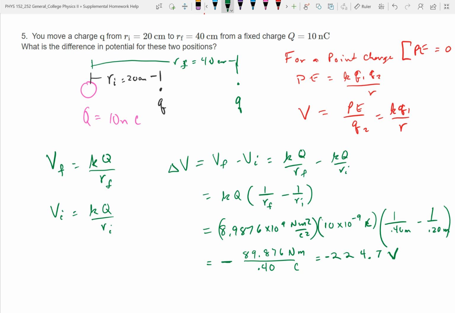So it's got to be minus 224.7 volts, I think. Yep.